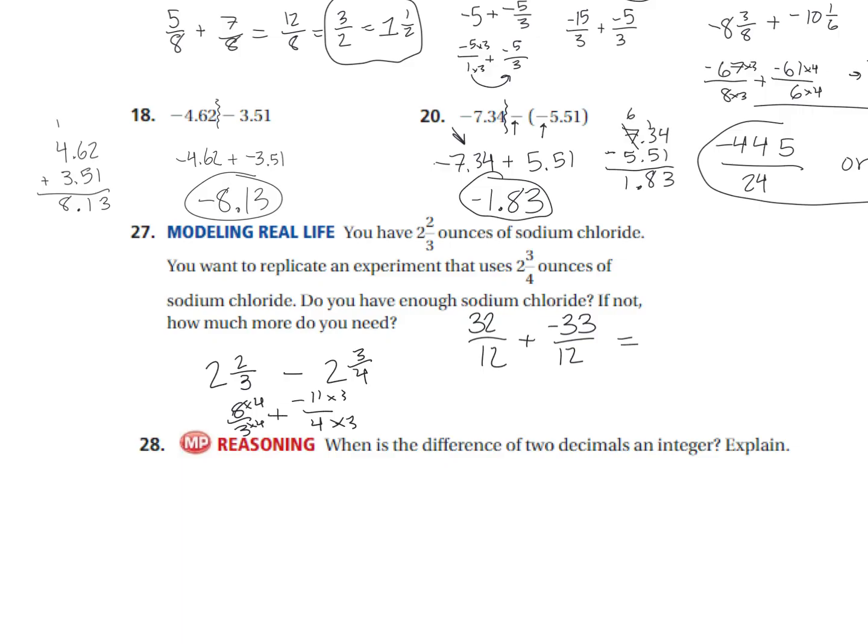Okay, 32 minus or plus negative 33. Well, I'm going to subtract those 2 values, and I get 1. Okay, my bigger value this time is negative. So I have negative 1/12 remaining.